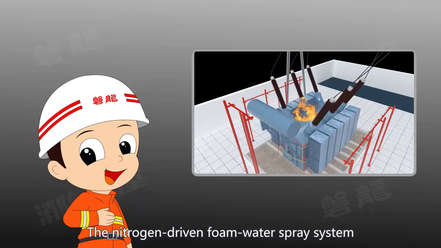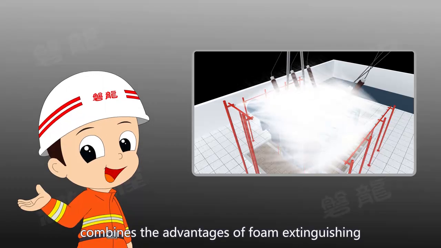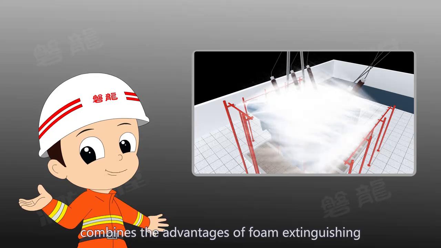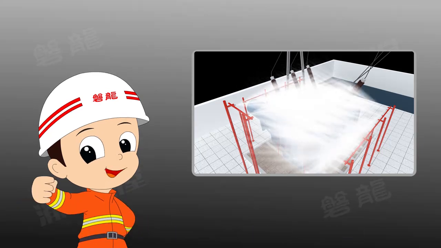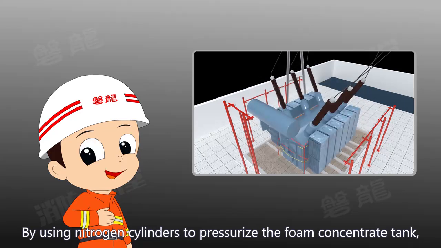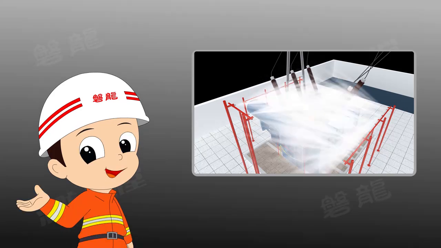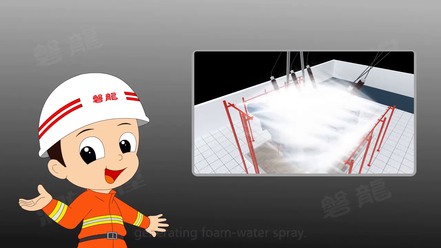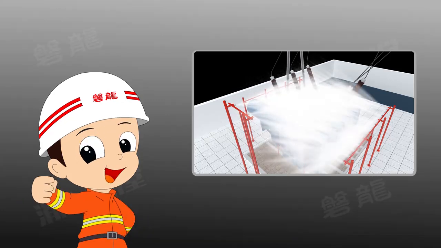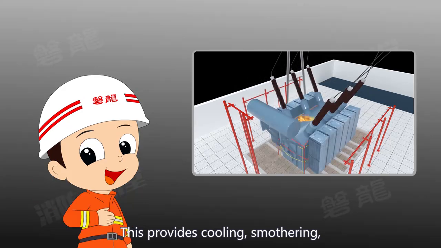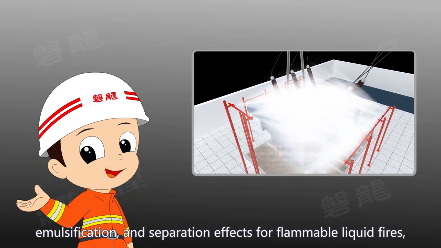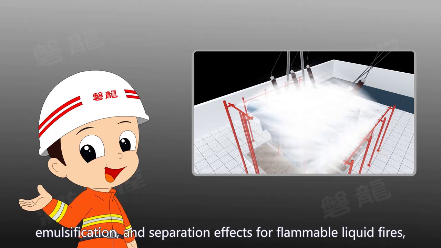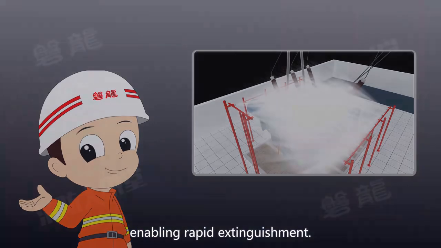The nitrogen-driven foam water spray system combines the advantages of foam extinguishing and water spray cooling. By using nitrogen cylinders to pressurize the foam concentrate tank, the foam solution is discharged through the piping network to the nozzles, generating foam water spray. This provides cooling, smothering, emulsification, and separation effects for flammable liquid fires, enabling rapid extinguishment.